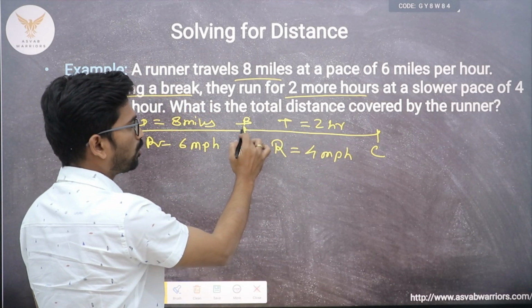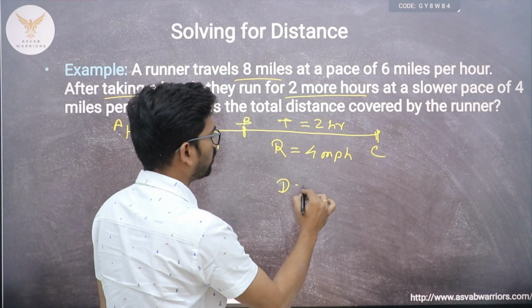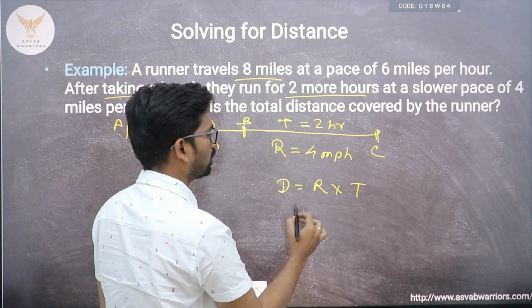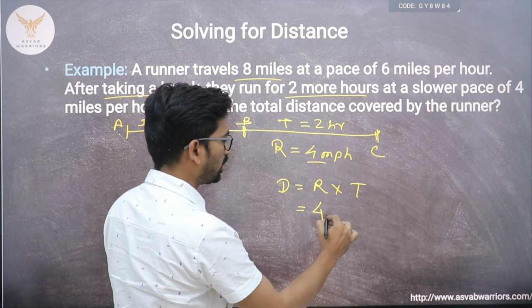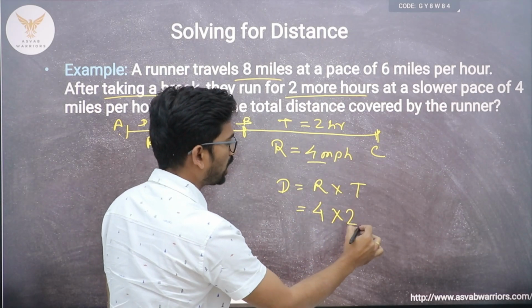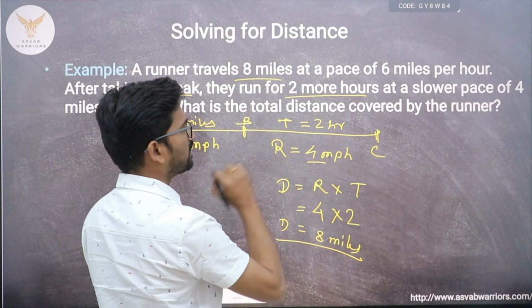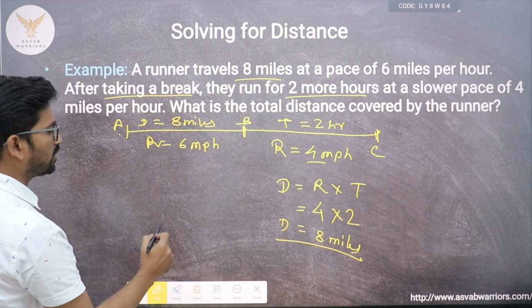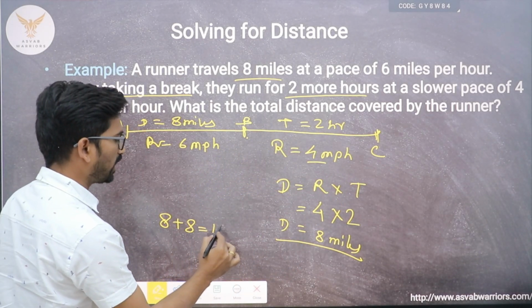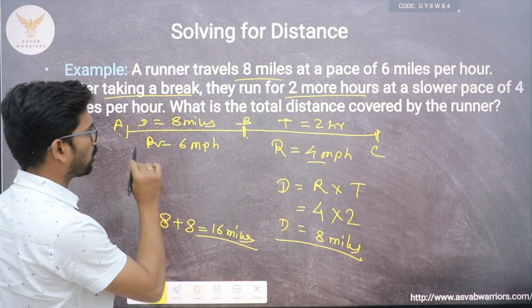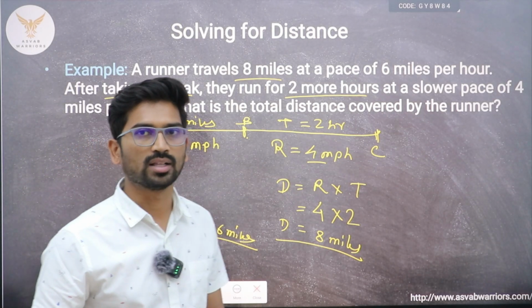Now in this case, from point B to C, we will find out what was the distance. So distance equals rate times time. So rate into time. Here the rate is 4 miles per hour. So 4 into time is 2 hours. So 4 2s are 8 miles. So this distance is 8 miles as well. So point A to B distance is 8 miles, and from point B to C again the distance is 8 miles. So 8 plus 8 equals 16 miles. So from point A to point C, that is the total distance covered by the runner will be 16 miles.